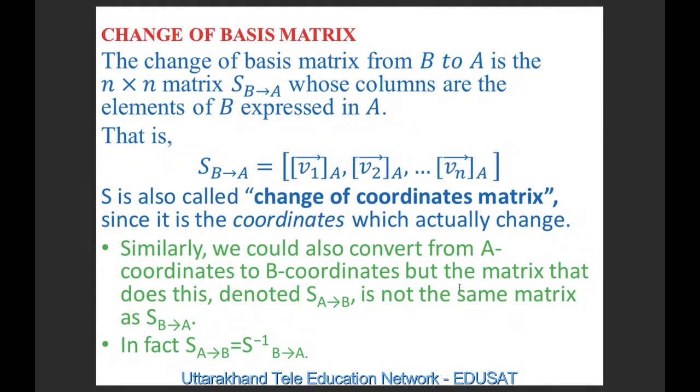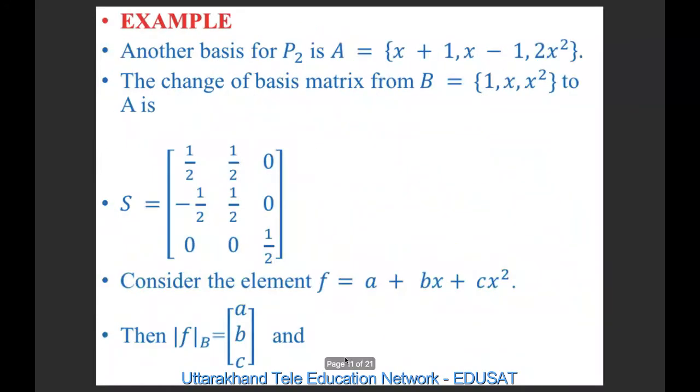Similarly, we could convert from A coordinates to B coordinates, but the matrix that does this is denoted by S from A to B. Here it changes B coordinates to A coordinates, so I have denoted it by B to A. If it converts A coordinates to B coordinates, then the matrix is denoted by S from A to B. It is not the same matrix as B to A. In fact, S from A to B is equal to the inverse of S from B to A. Both matrices are different.